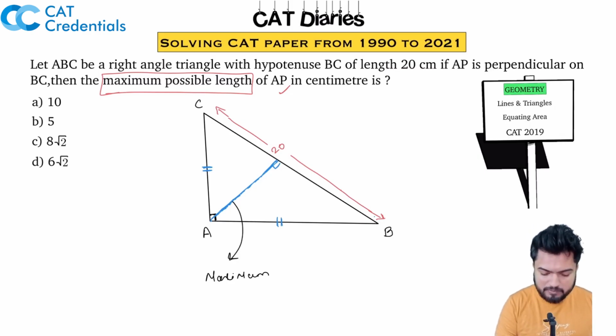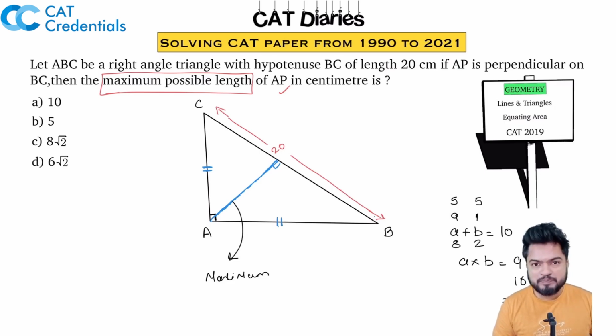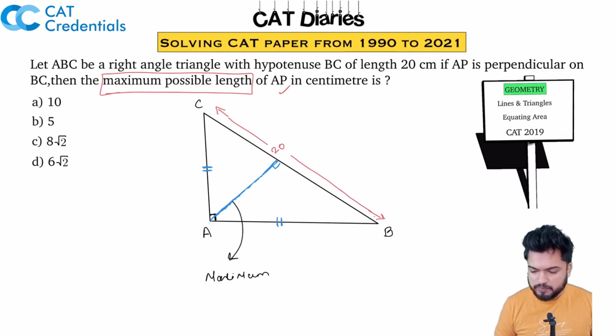Okay, this again comes from the logic that if I say the sum of two numbers is 10, when will their product be maximum? When the numbers are equal. So if I say this is 9, this is 1, 9 into 1 is 9. But if I say this is 8, this is 2, 8 into 2 is 16. But if I say they are equal, this is 5, this is 5, 5 into 5 is 25. Okay, that's where it is derived from. So it's the same logic. You need to know that AP will be maximum when the triangle is an isosceles triangle.